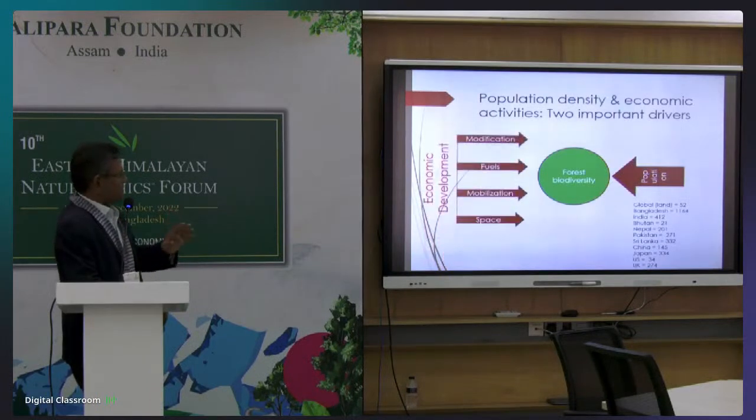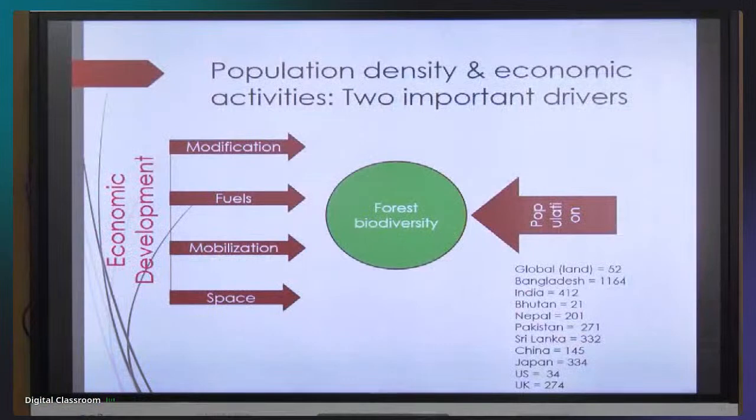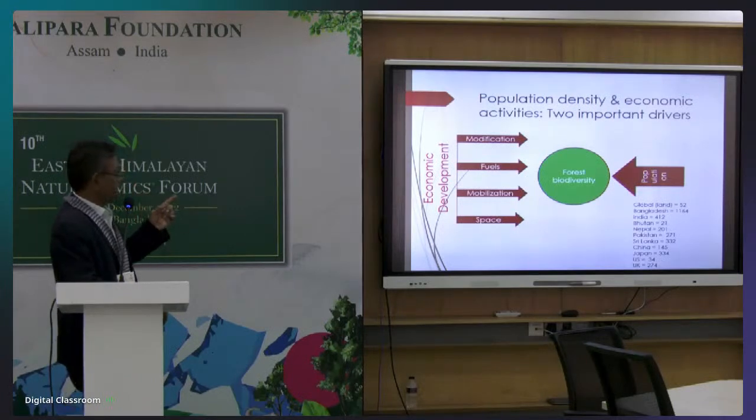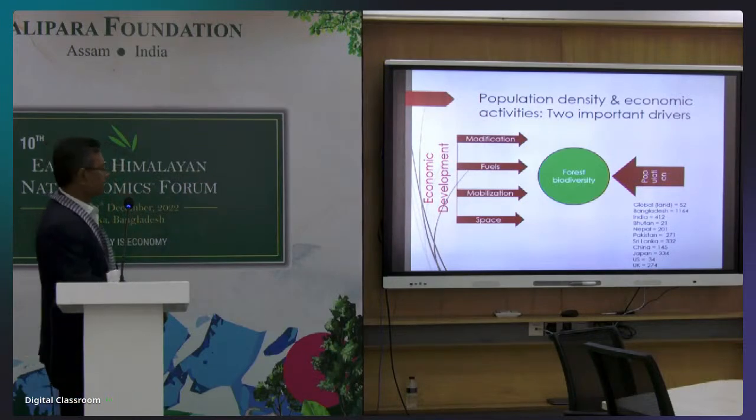So another important threat is our population and our economic activities. You see that the number of people per unit area in Bangladesh is more than 1100, but the global average is 52, and even our neighboring countries it is very much lower than Bangladesh. So population density is very high in our country. This is one serious threat to the biodiversity. The other one is all different economic activities that are pushing threats to this diversity, and mostly forest diversity.